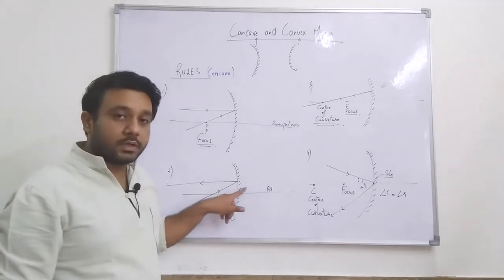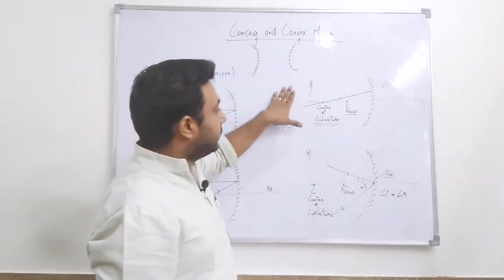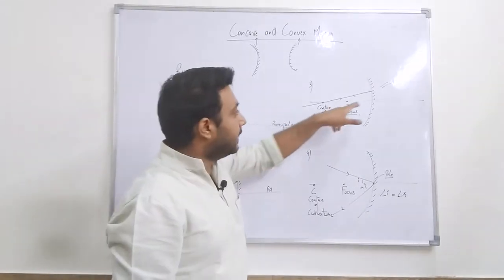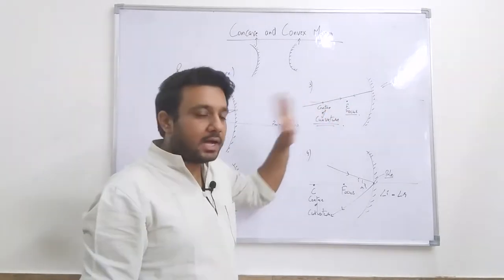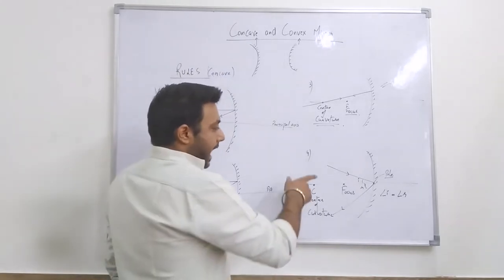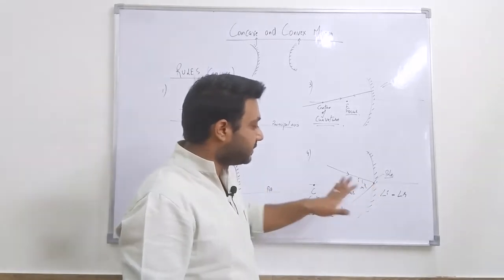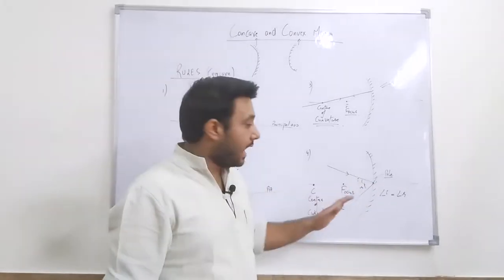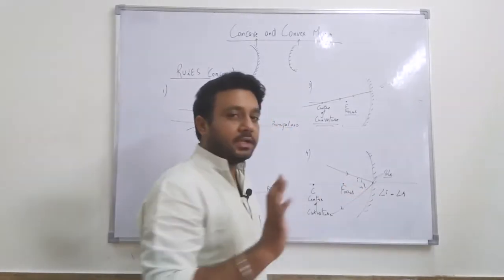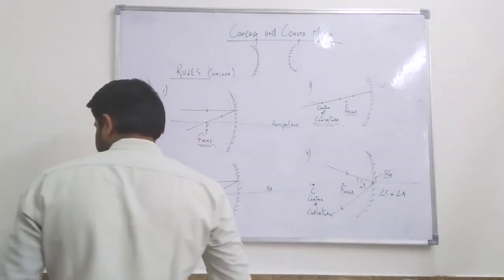Now, second point. Every ray which passes through the focus will come parallel to the principal axis after reflection. Now, third, every ray that passes through the center of curvature will reflect back along the same path after reflection. Done. Now, fourth, every ray which strikes the pole will make the same angle with the principal axis after reflection. It means that the angle of incidence is equal to the angle of reflection in this case. Okay, done.